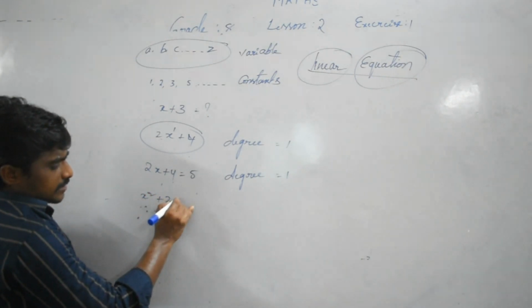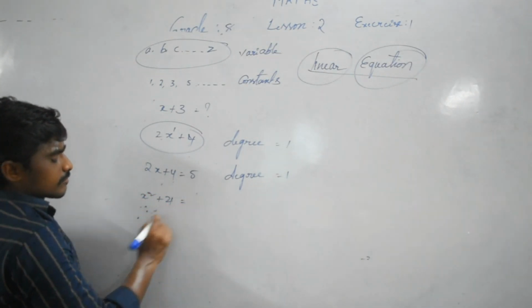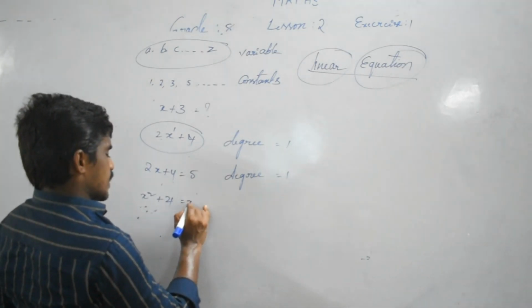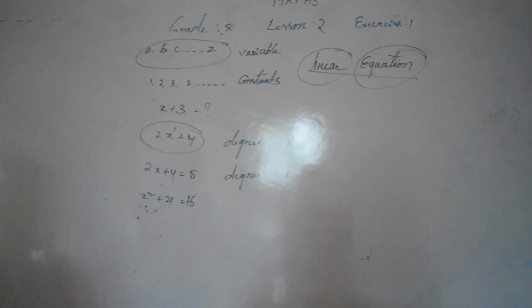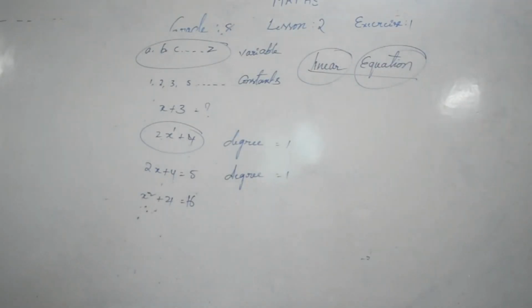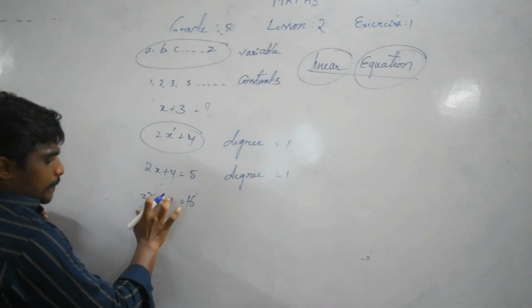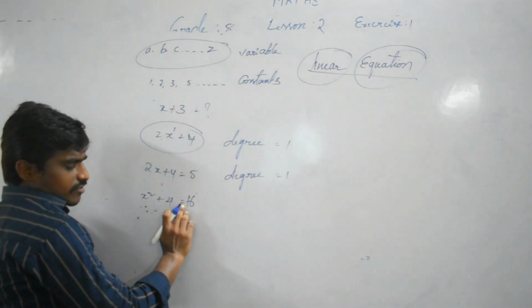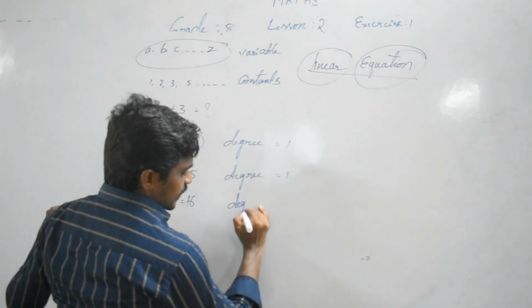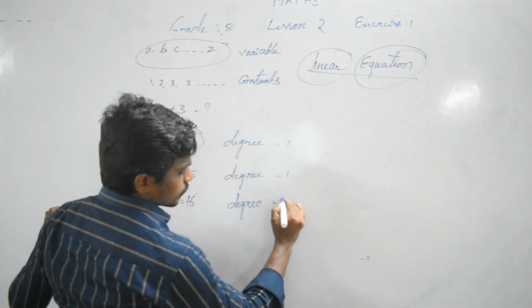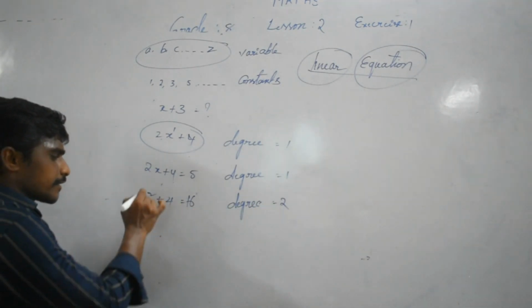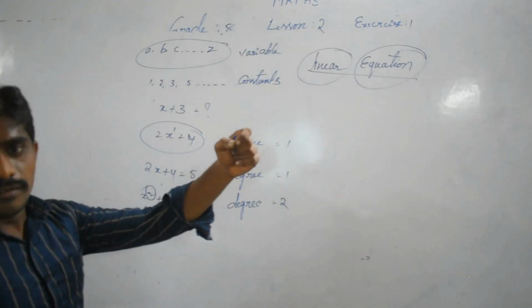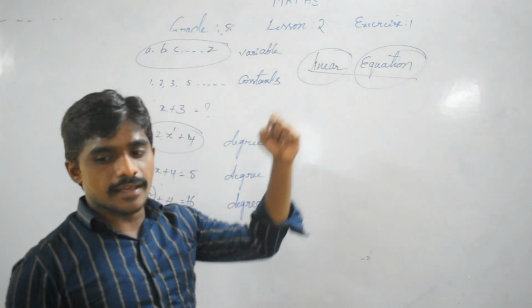Next, x square plus 4 is equal to 16. Here the degree is 2. x square plus 4 is equal to 16, the degree is 2. So now we come to the point: what is a linear equation?